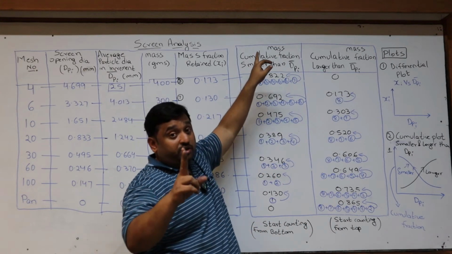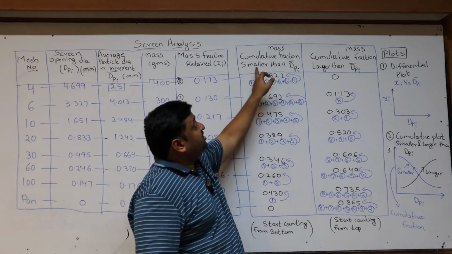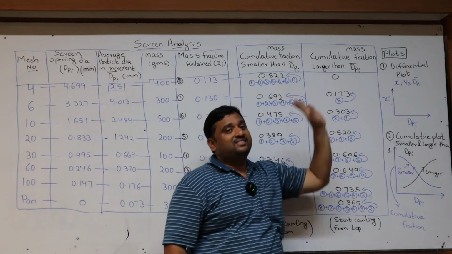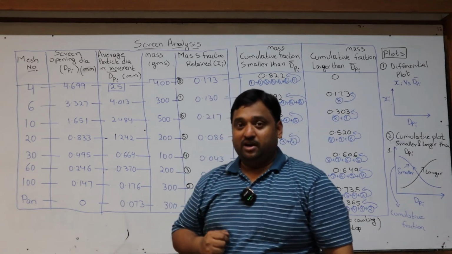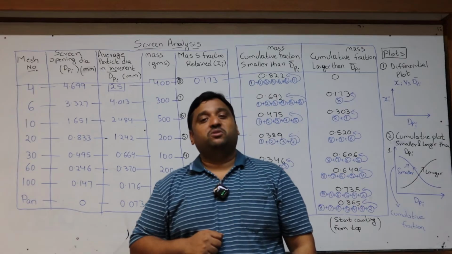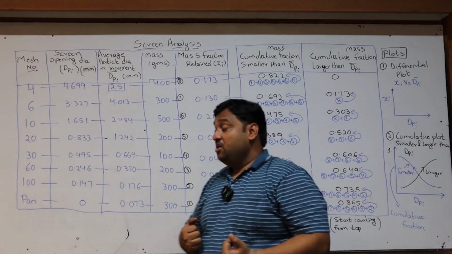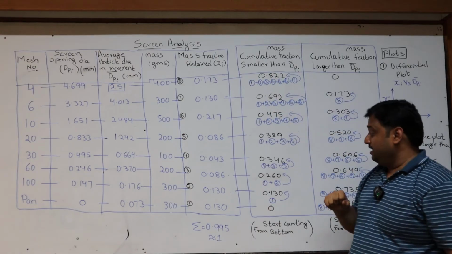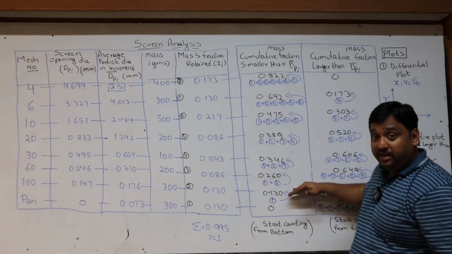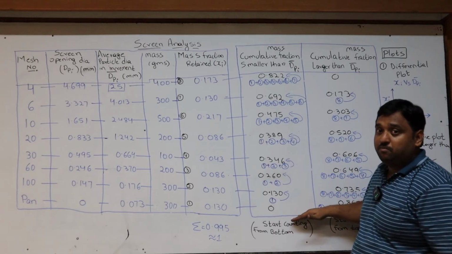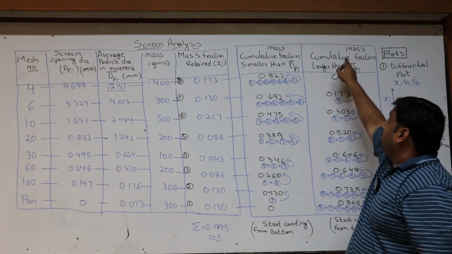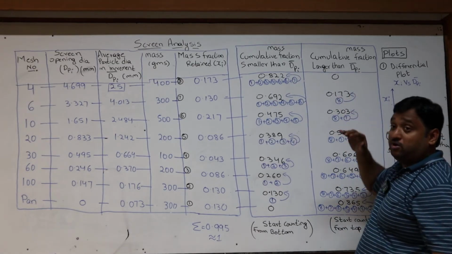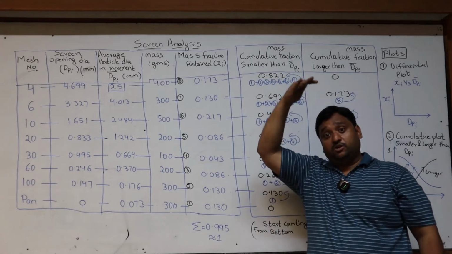For example, there are two things I told you, right? Cumulative mass fraction smaller than dpi, and cumulative mass fraction larger than dpi bar. These are the two cumulatives you normally encounter. How to calculate? When you talk about the cumulative mass fraction smaller than dpi, you start counting from the bottom, because the smallest particles are at the bottom. When you talk about the cumulative mass fraction larger than dpi, you start counting from the top, because bigger particles are on the top screens.